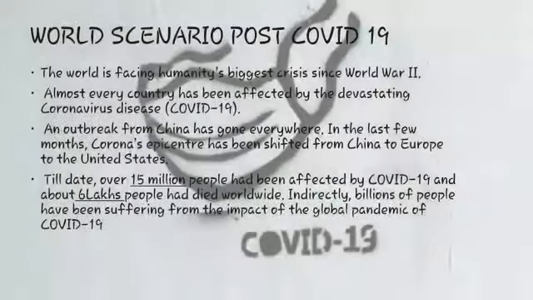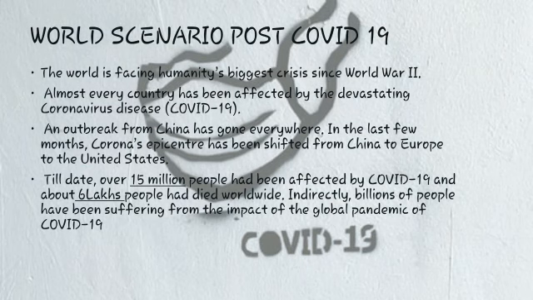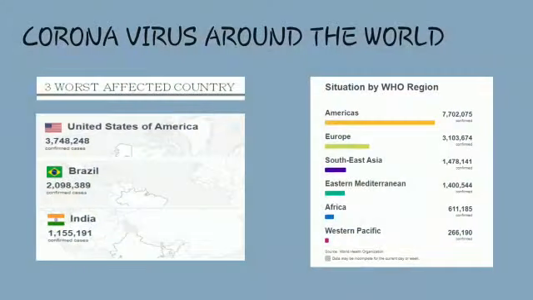Scenario of COVID-19 at world, country and state level presented by Arif. If someone asks me what is the biggest crisis after World War II, my answer, straightforward, would be the coronavirus pandemic, because 15 million people and more are getting affected by the pandemic and 6 lakh people have died worldwide. Here we can see the most affected countries in the world. First USA, second Brazil, third India.